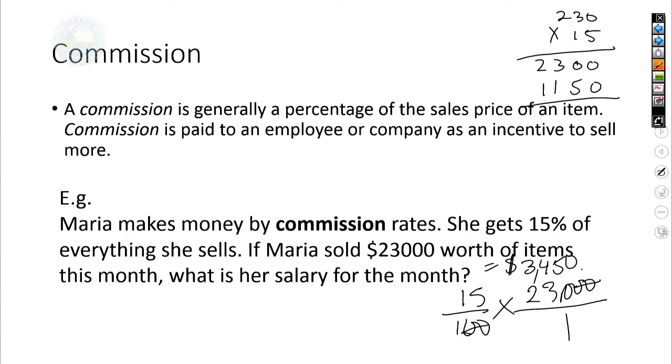Now, she made $23,000 for the company, which means that she made $3,450 for herself. And that's how commission works. So a lot of the times, people that work on commission will try their best to hit the mark so that they'll be able to take more money when it comes to their salary.